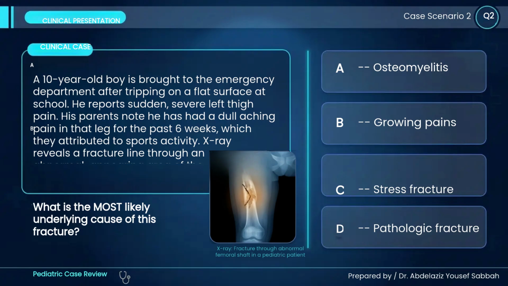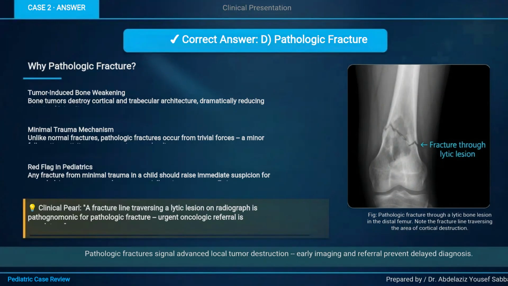Option A. Osteomyelitis. Option B. Growing pains. Option C. Stress fracture. Option D. Pathologic fracture. The correct answer is option D. Pathologic fracture. Bone tumors destroy cortical and trabecular architecture, dramatically reducing structural integrity.